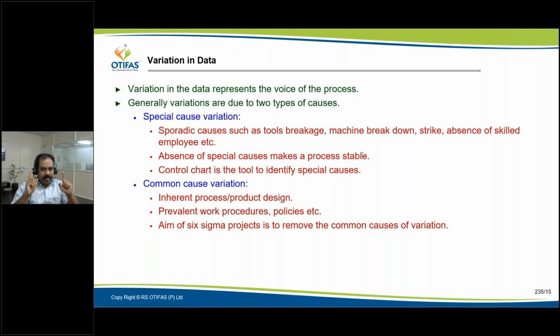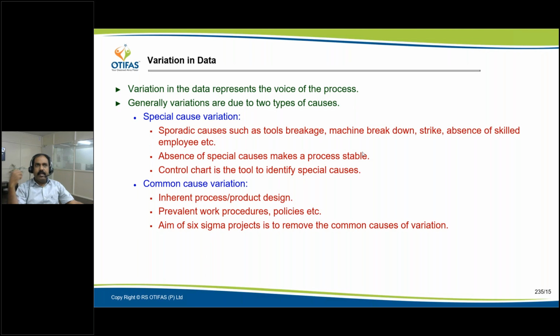Can someone tell me whether you are aware of these two causes? No, sir. Okay, this is very important for a Six Sigma practitioner: two important types of causes. Special cause means, for example, in the pharmaceutical industry.